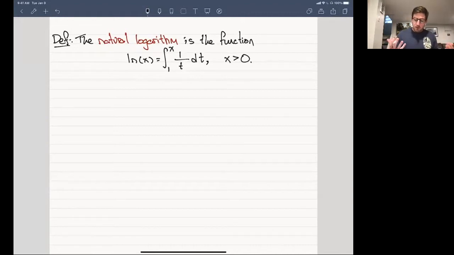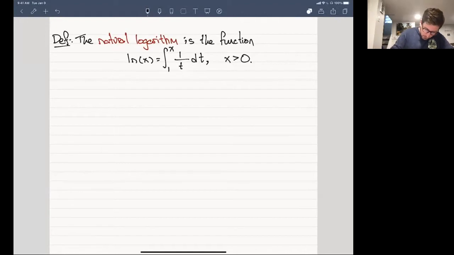Okay, so let's notice something right off the bat. There's nothing to do with exponentials here, right? This thing is defined completely independently of the exponentials. So what is this thing actually? What does this look like?